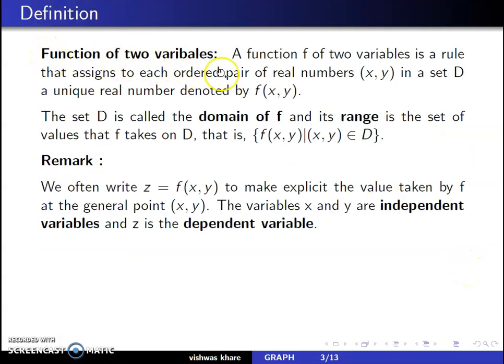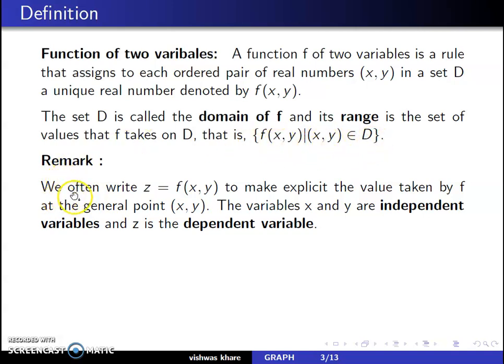Definition. Function of two variables. A function f of two variables is a rule that assigns to each ordered pair of real numbers (x, y) in a set D a unique real number denoted by f(x, y). The set D is called the domain of f, and its range is the set of values that f takes on D. That is, the set {f(x, y) : (x, y) belongs to D}, where (x, y) is a point in D.